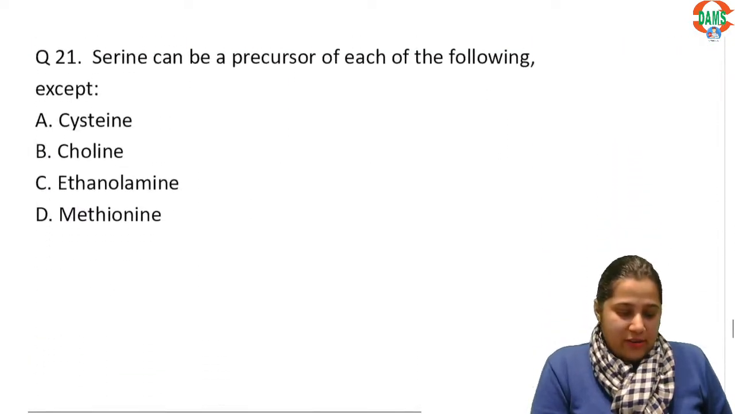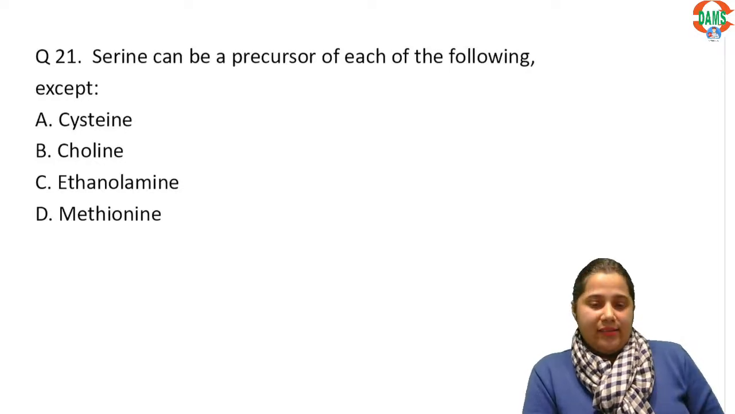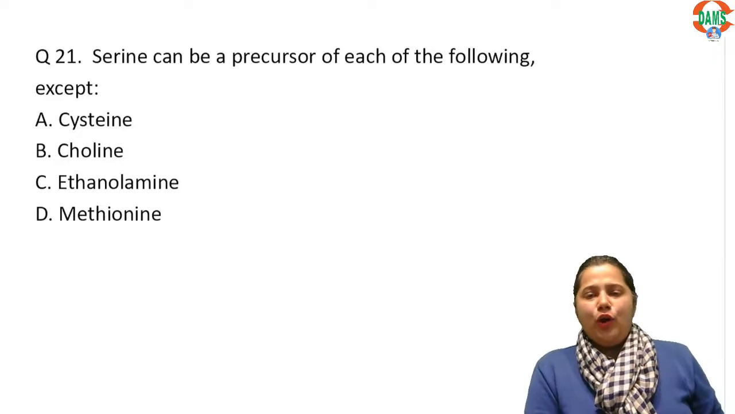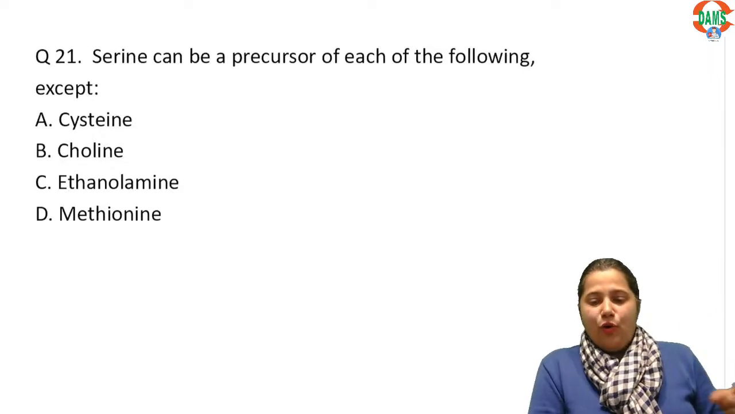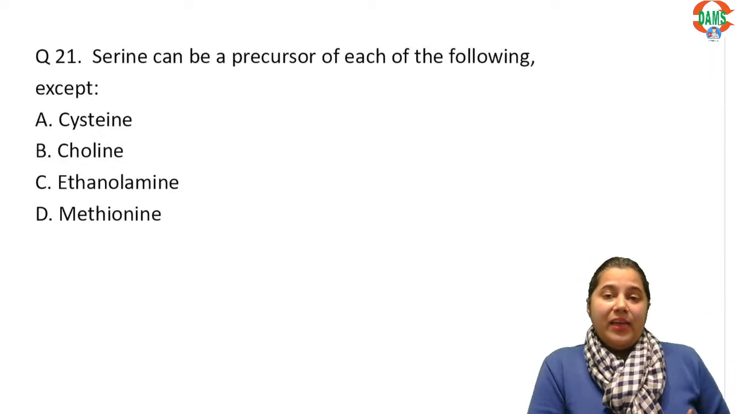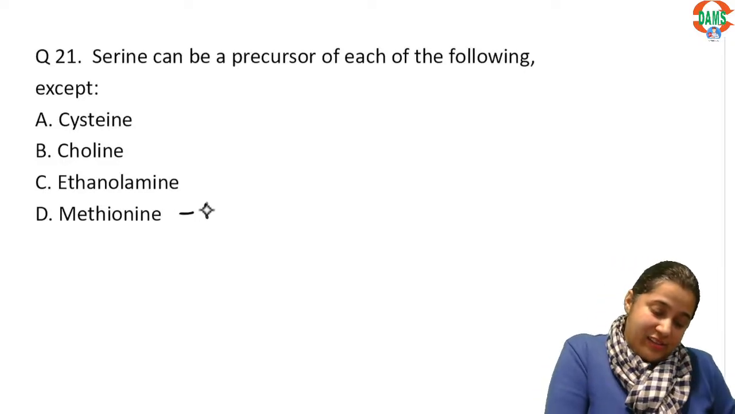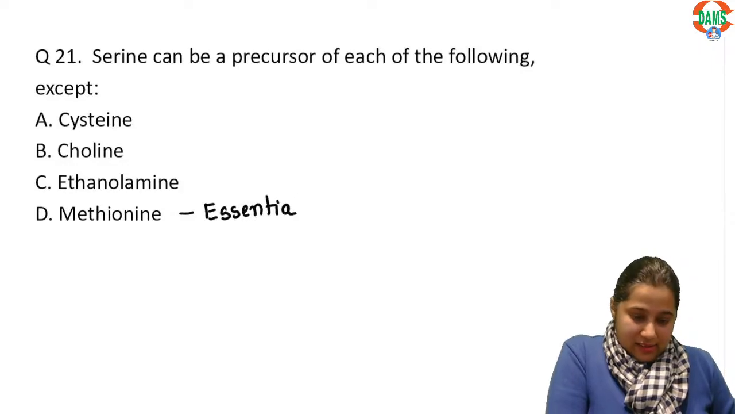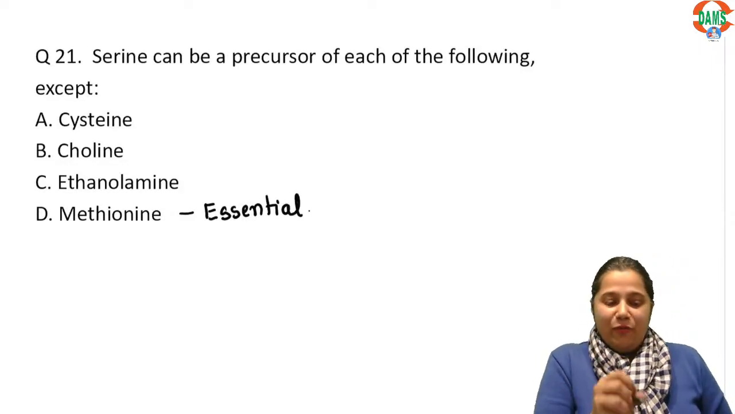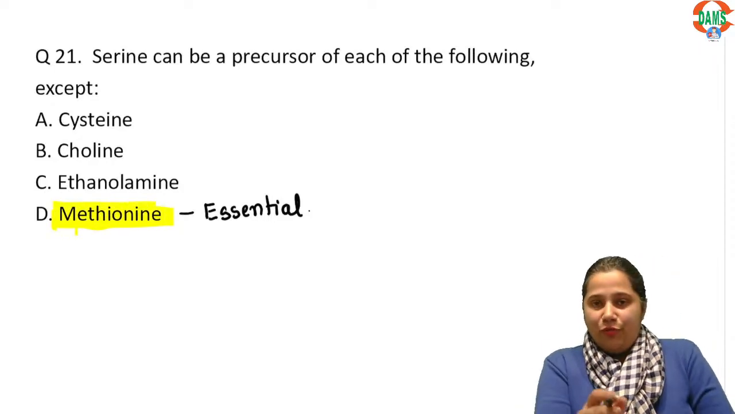Question number 21. Serine can be a precursor of each of the following except. Now, even if you do not know what all serine forms, you know that methionine is an essential amino acid. Hence, methionine cannot be formed from serine.